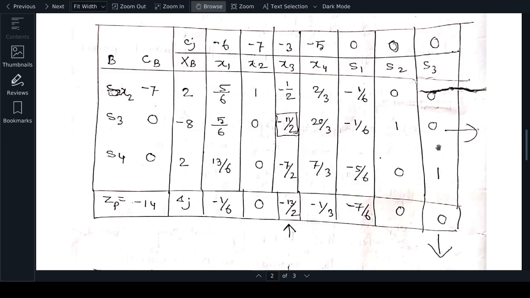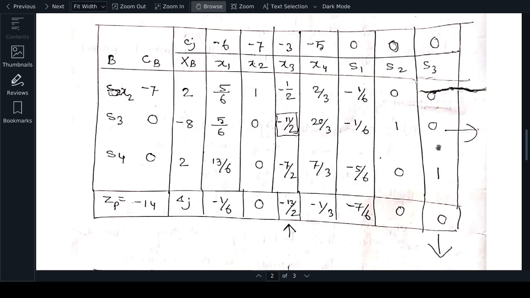Next, in the x3 column, this is a negative value, so minus 11 by 2. We take the ratio of delta J and this element: minus 13 by 2 divided by minus 11 by 2. Okay, the ratio we find out. Next one is 20 by 3, which is positive, so we will not take this ratio of delta J. Next is minus 1 by 6, so yes, we take minus 7 by 6 divided by minus 1 by 6.